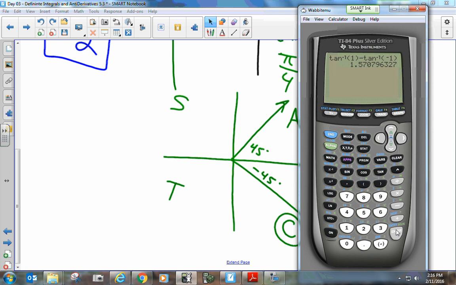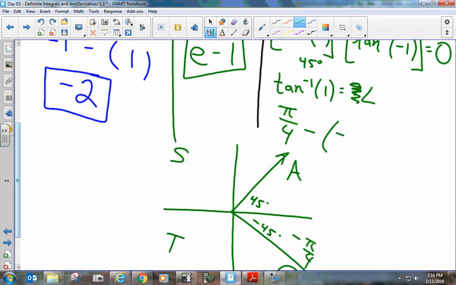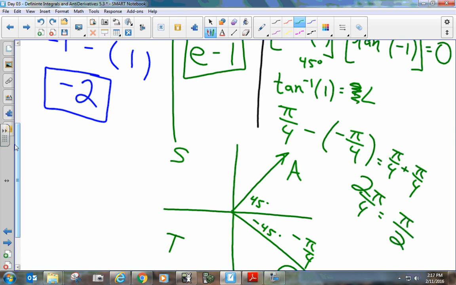So what is 1.57? Look at it. It's half of pi, which is pi over 2, which means we're right here. This is negative 45, which is like negative pi over 4, isn't it? So if I subtract a negative pi over 4, isn't it like adding? Subtracting a negative? So that would be pi over 4 plus pi over 4, which is 2 pi over 4, which is pi over 2, which is 1.57.